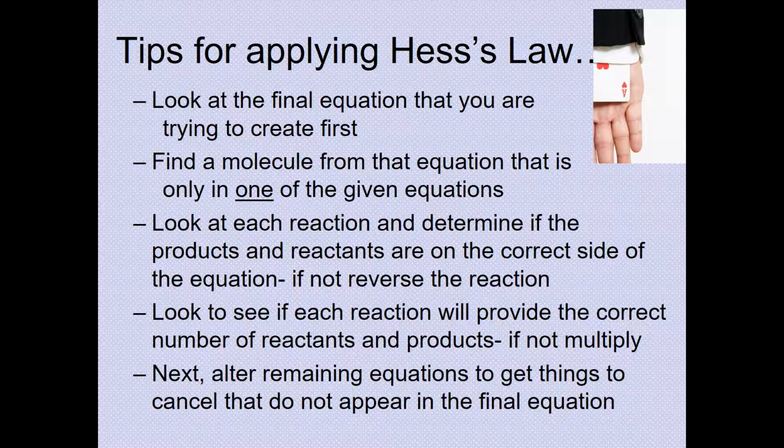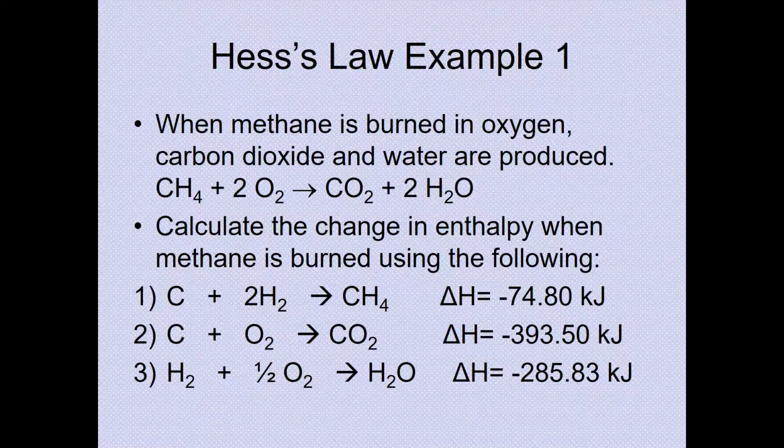Look at each reaction and determine if the products and the reactants are on the correct side of the equation. If not, remember you can flip-flop the reaction around. Look to see if the reaction will provide the correct number of reactants and products. If not, you're going to multiply through by a coefficient. And next, you're going to alter remaining equations to get things to cancel that do not appear in our final equation. So let's do some examples together so you can see what I'm talking about.